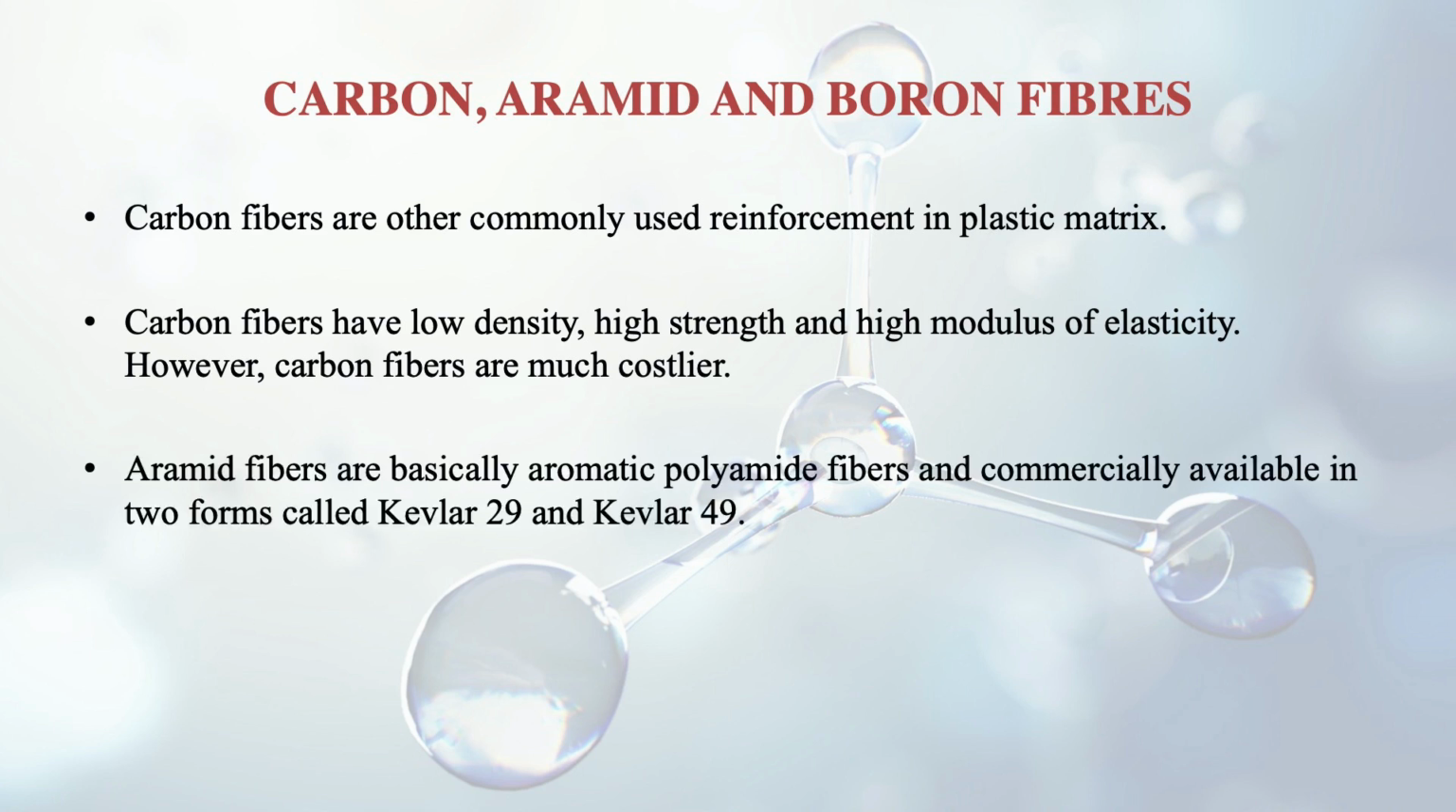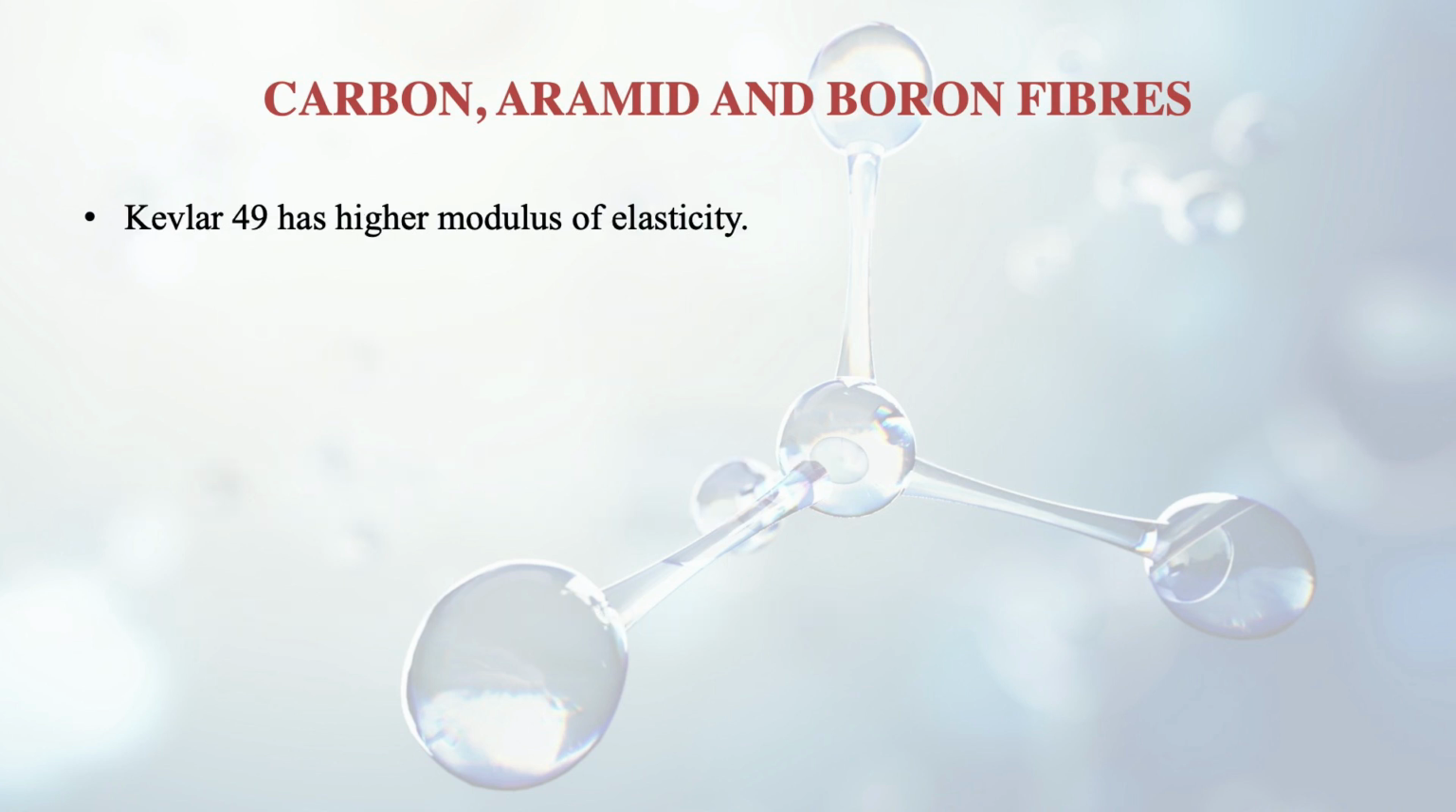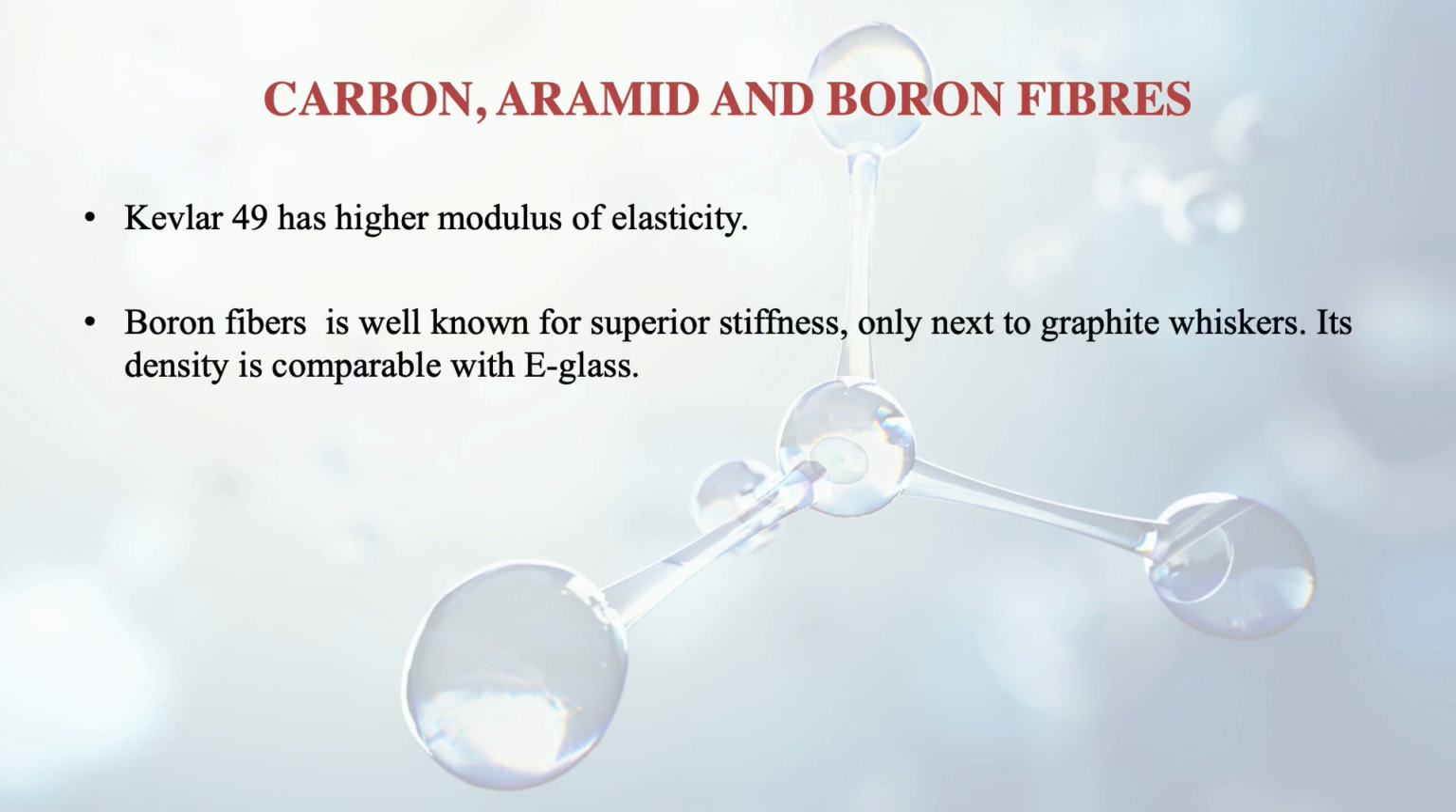Then there are the aramid fibers. These are basically aromatic polyamide fibers, aromatic compounds, also commercially available, mostly in two forms, that is Kevlar 29 and Kevlar 49. This term, Kevlar, is very famous. Kevlar 29 is known for high strength and low density, whereas Kevlar 49 has higher modulus of elasticity. Then there are the boron fibers. They are known for superior stiffness, next only to the graphite whiskers we discussed earlier, and their density is comparable with E-glass.